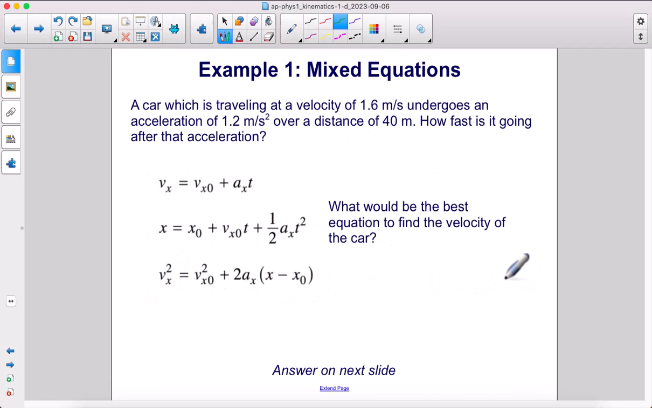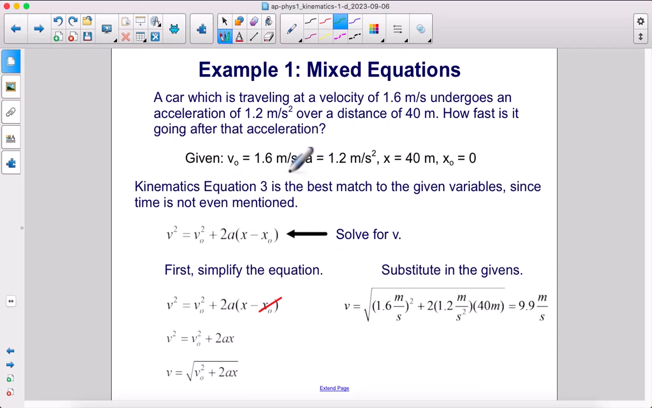A car which is traveling at a velocity of 1.6 meters per second undergoes an acceleration of 1.2 meters per second squared over a distance of 40 meters. How fast is it going after that acceleration? Which would be the best equation to find the velocity of the car? Kinematics equation 3 is the best match to the given variables, since time is not even mentioned.